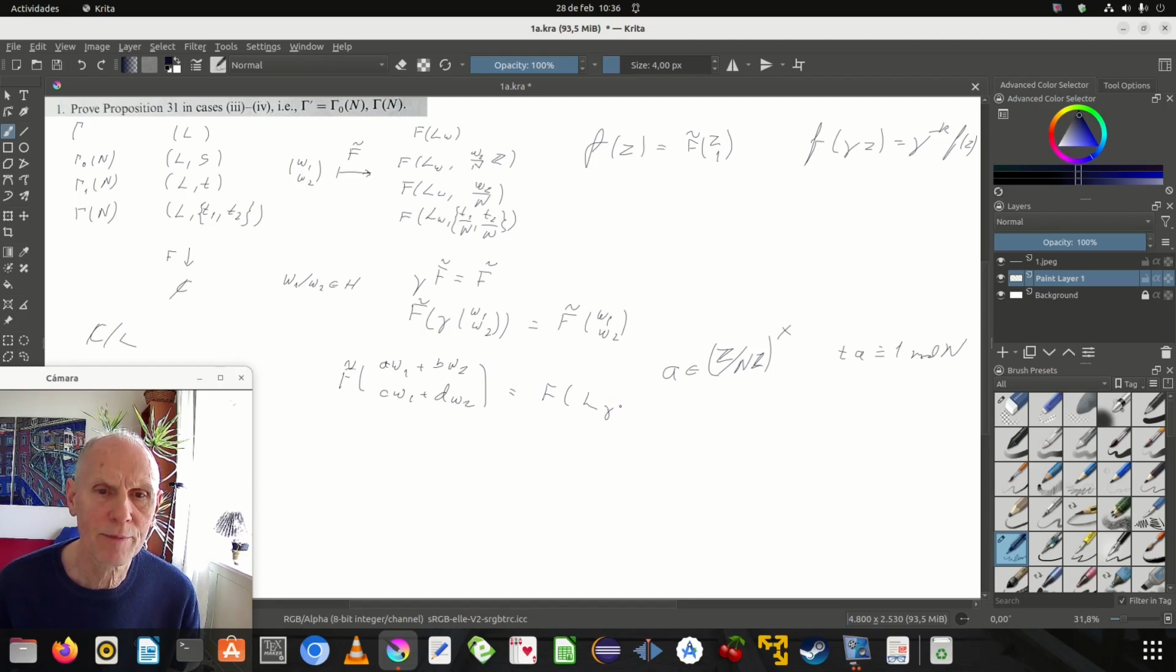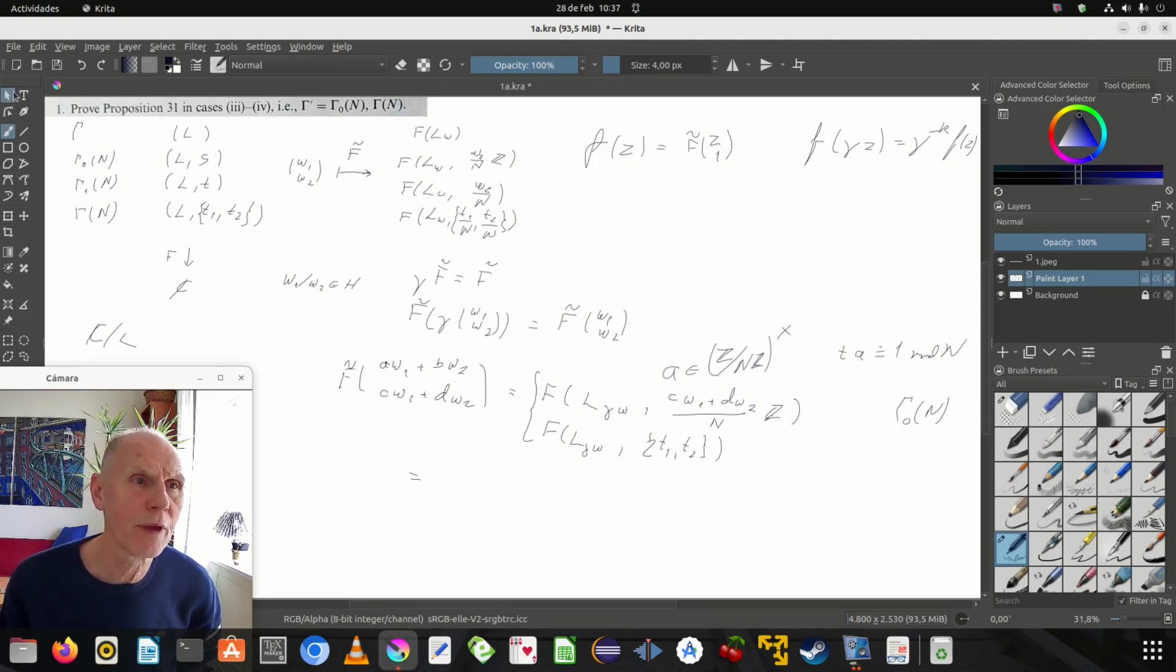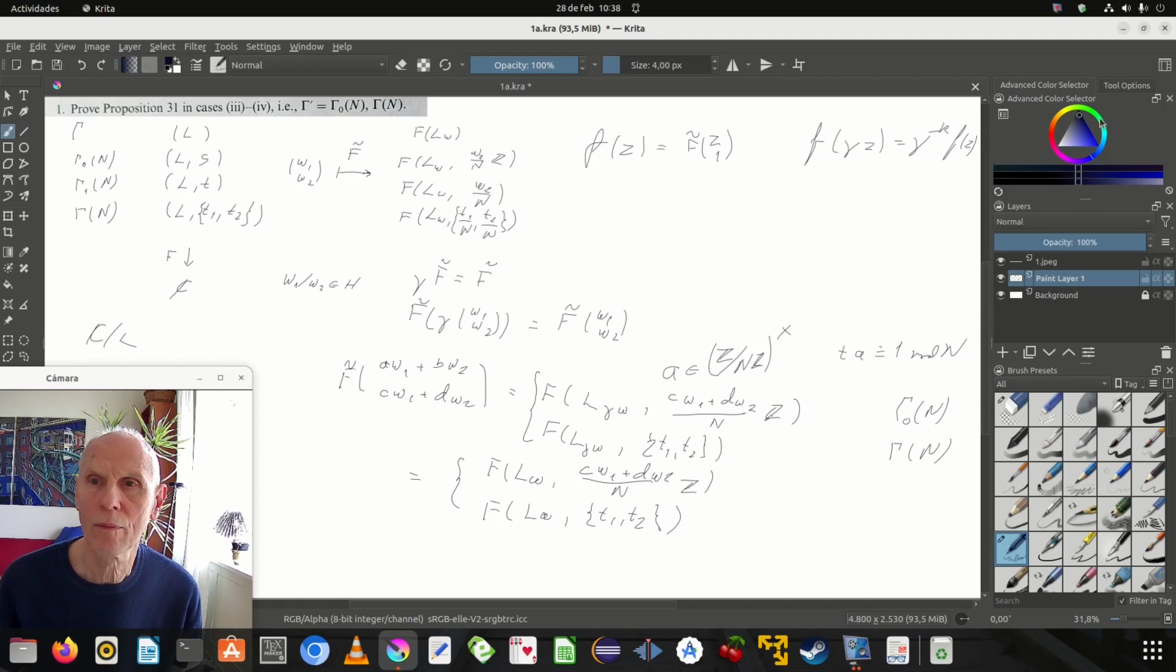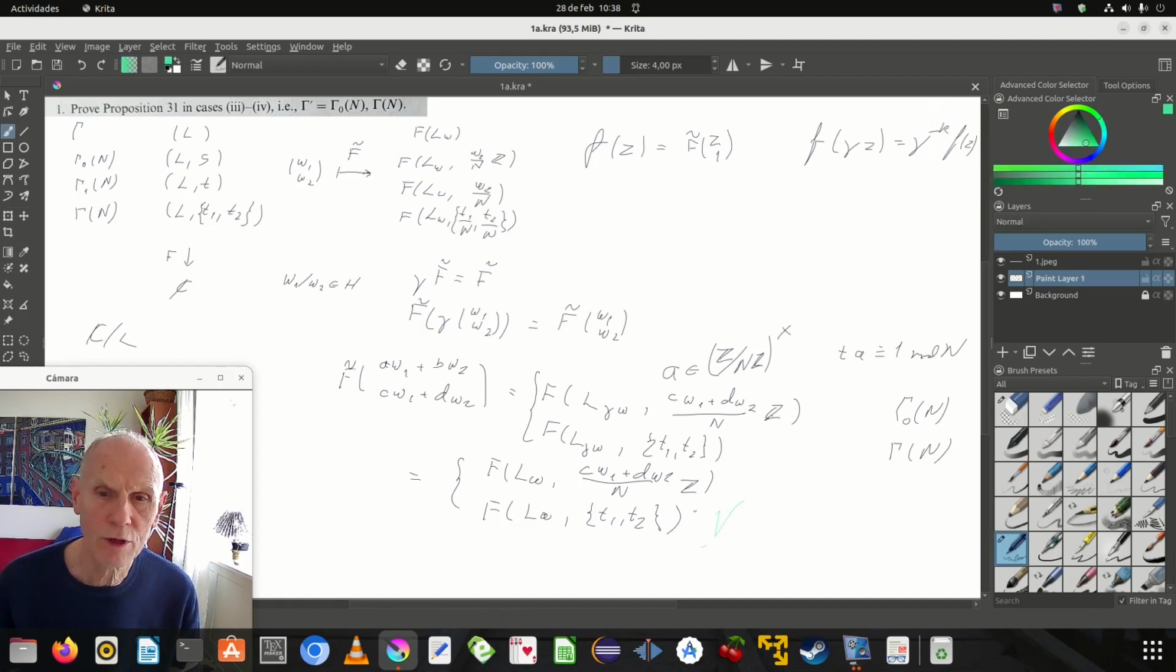And then gamma, omega 1, and then omega 2, and that's case gamma naught, or in the last case, and of course they span, these two span the same lattice, because our matrix gamma lies in, has determinant 1. This one is obviously okay.